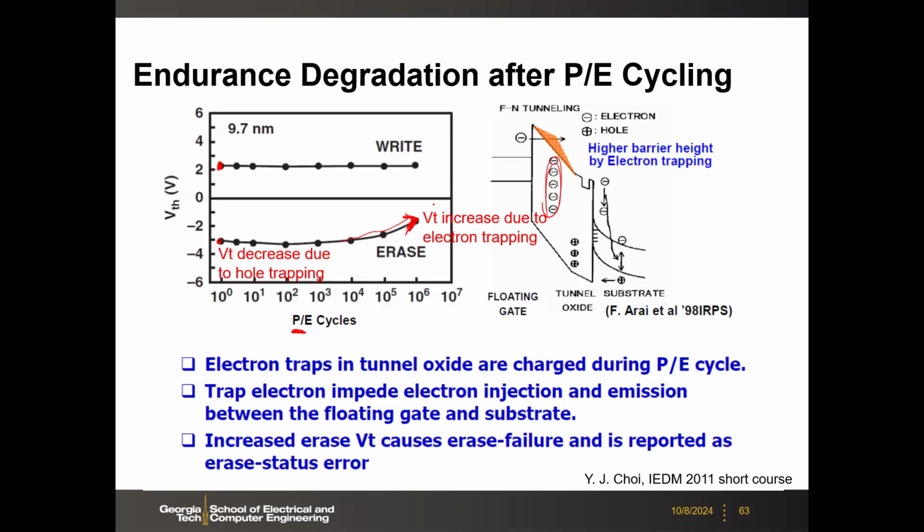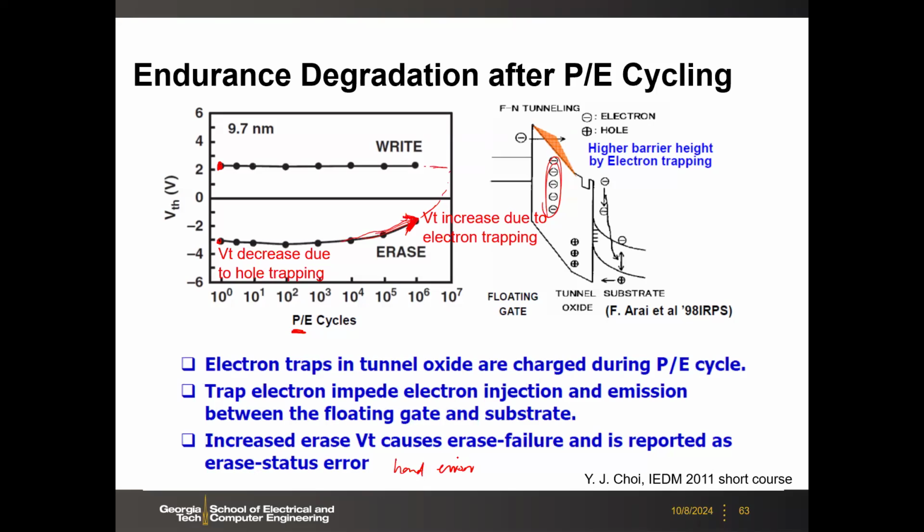Eventually, this may close the window, especially if you think about the multi-level operation, right? You are going to have less margin between the levels. So this kind of shift will lead to errors. And this will typically be a hard error at the end of the cycling. Hard error means you cannot recover. The device is basically dead. There's no way to recover it.